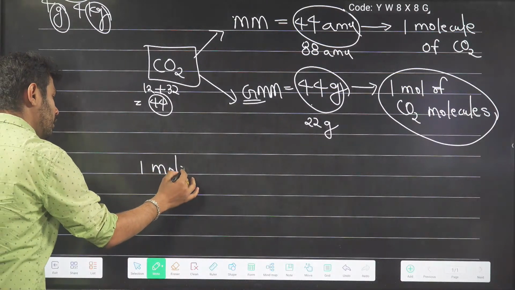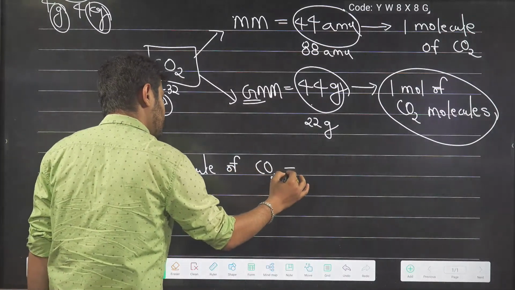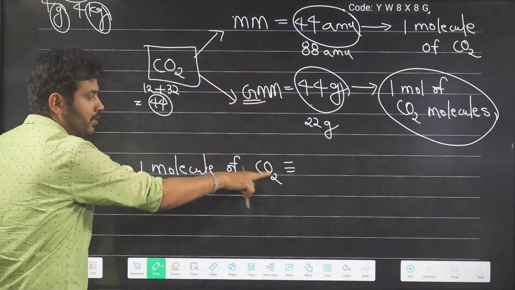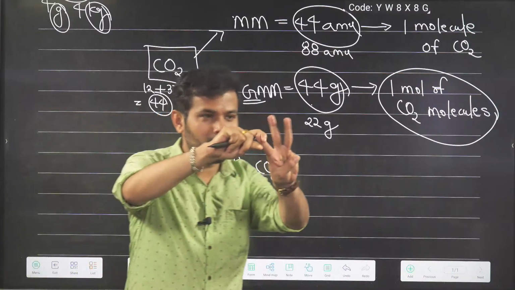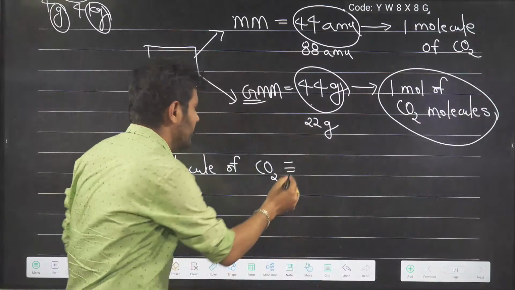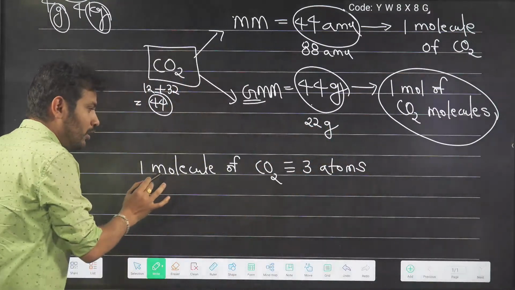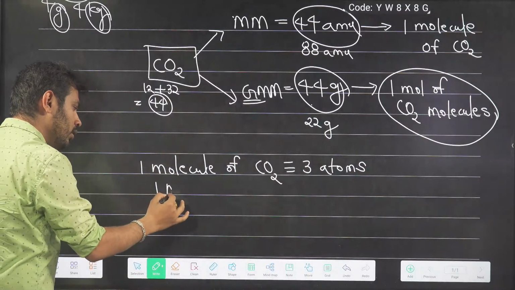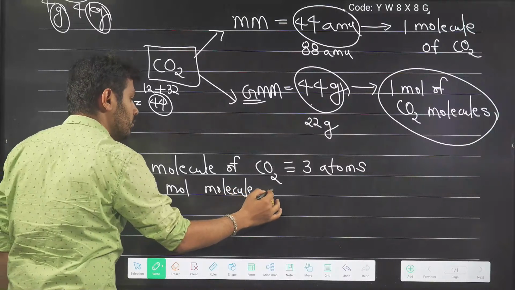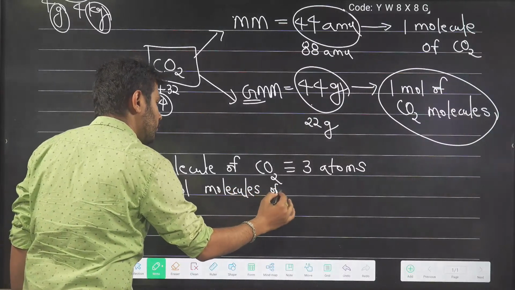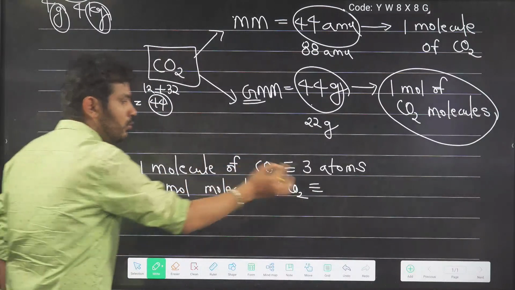If I have 1 molecule of CO2, first of all, Teja, you tell me, 1 molecule of CO2, how many atoms? 1 carbon atom, 2 oxygen atoms. Total 3 atoms. In 1 molecule, 3 atoms. But your question is not 1 molecule, it is 1 mole of molecules. If you take 1 mole of CO2 molecules, what will you have? 1 molecule has 3 atoms, so 1 mole of molecules has 3 mole of atoms.